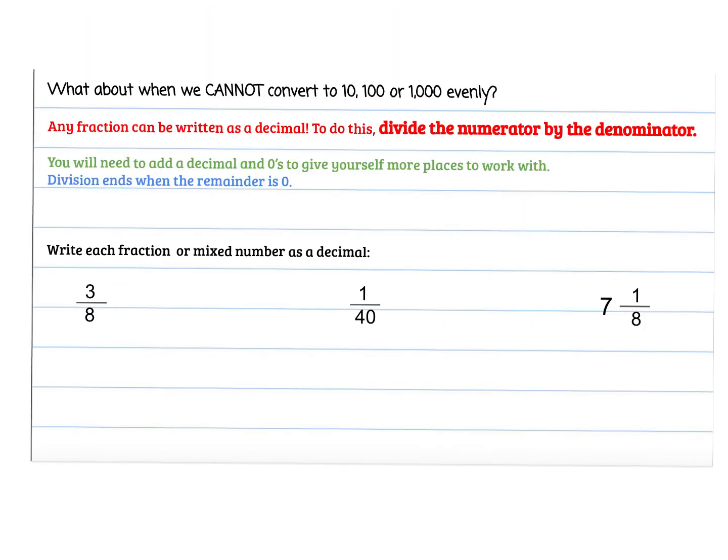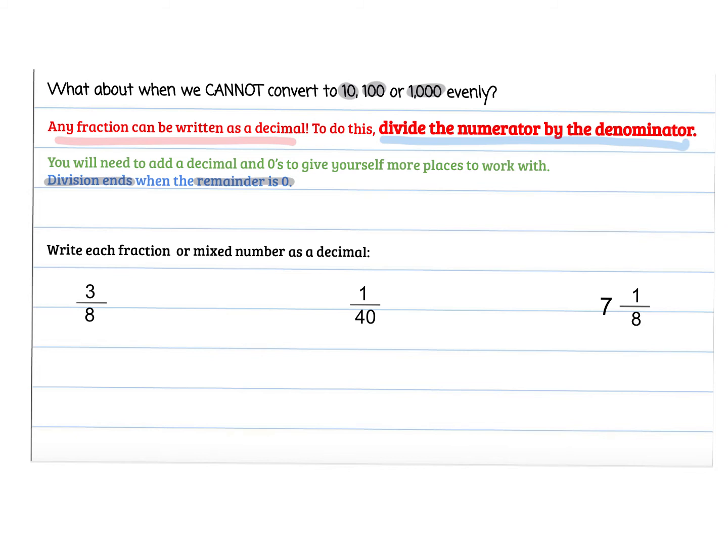All right, good. So what can I do if I cannot convert my fraction easily to a denominator of 10, 100, or 1,000? Then we have to use some division. Any fraction can be written as a decimal, any fraction, okay? To do this, we divide the numerator by the denominator. You've done this before, and so we are going to do it again and be awesome. You might need to add a decimal and zeros to give yourself more places to work with, just like you always do when you divide. And the division ends when there's a remainder of 0. Sometimes it'll keep going, or it might be going into a couple places.